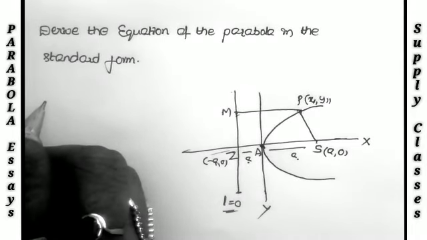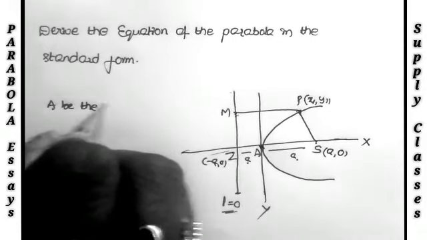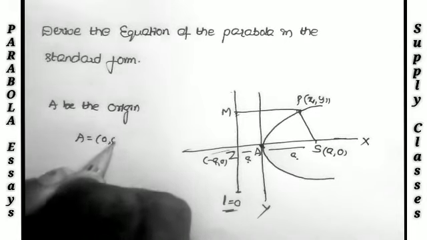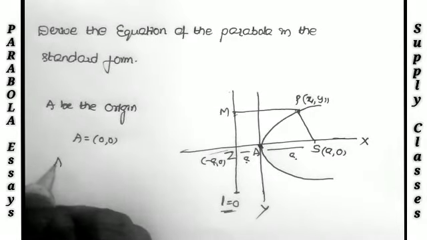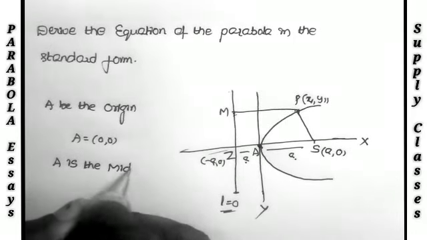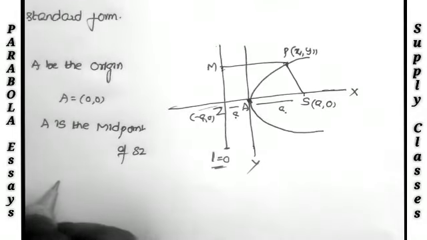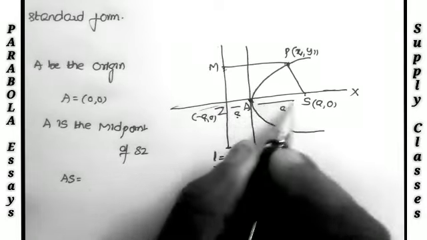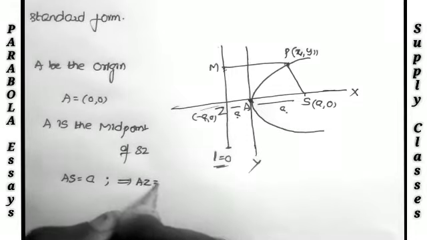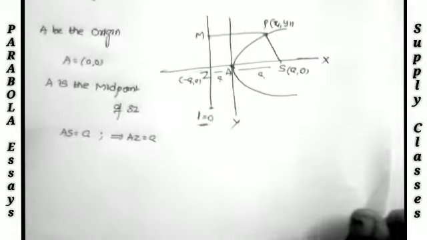Here let A be the origin (0, 0). This is the point of intersection of the x-axis and y-axis, that is, the origin A = (0, 0). And here A is the midpoint of SZ. Just take the distance between these 2 points as a, that is AS = a, which implies AZ = a. Since A is the midpoint of these two, the two distances are equal. So SA = a means AZ is also equal to a.